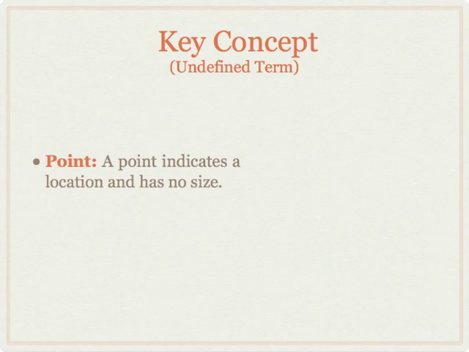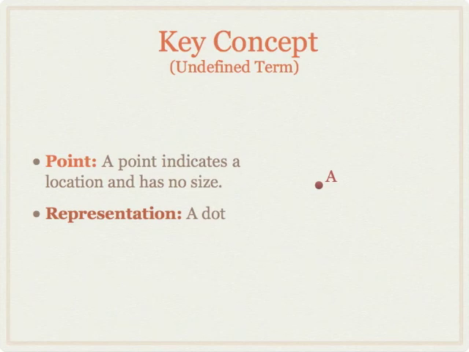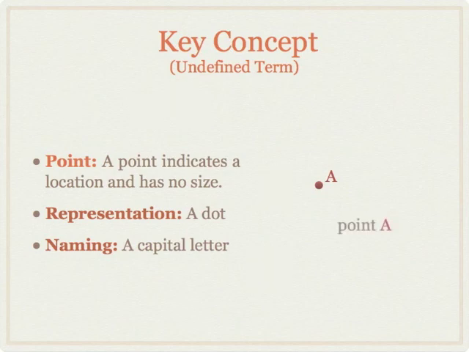It is an undefined term, meaning that there's no real definition. It indicates a location, but it has no size. It's like it's there, but it's not there. That's why we call it an undefined term. We represent a point with a simple dot, like you see there. Points usually have a capital letter next to them, and the reason why is because that's how we name them, with the capital letter. So if you see this symbol, you can name that location, that point, by saying point A. Very basic idea. I hope you've got it.